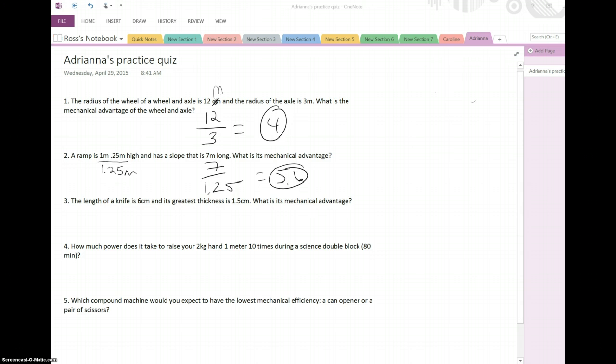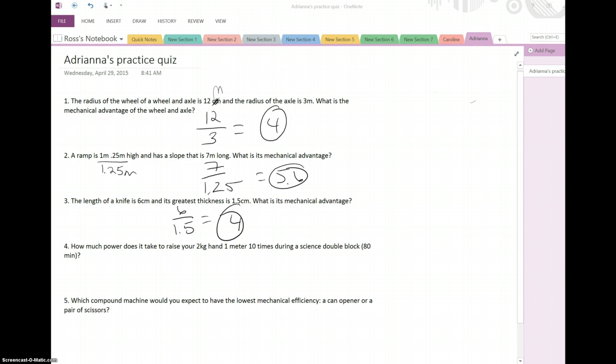The length of a knife is 6 centimeters and its greatest thickness is 1.5 centimeters. What's the mechanical advantage? Again, you divide length by thickness, so 6 by 1.5. 1.5 fits in 4 times, and there you have it.